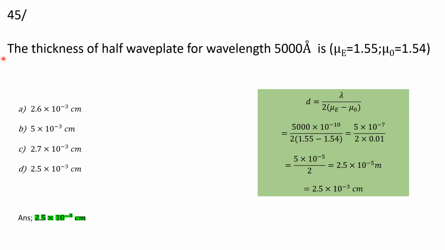Then the thickness of a half wave plate for wavelength 5000 Angstrom. Here mu e is given as 1.55 and mu naught is given as 1.54. And here are the options. We know that the thickness t is equal to lambda by 2 (mu e minus mu naught) for a half wave plate. And by putting the values here, we can find that the final answer will be 2.5 into 10 to the power minus 3 centimeter. So option D, which is 2.5 into 10 to the power minus 3 centimeter, is the correct answer.